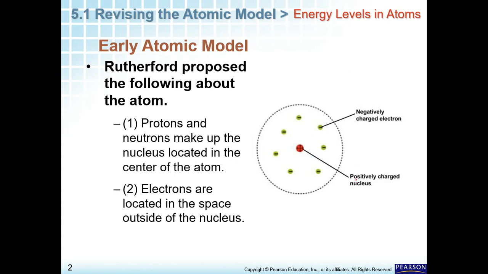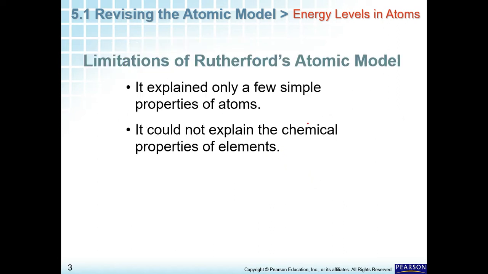First, he said that protons and neutrons make up the nucleus, which is located in the center of the atom. And remember, the nucleus is pretty dense and is also positively charged. Second, he said that electrons were located in the space outside of the nucleus. So there's really no fixed area where they're located, they're just out there somewhere. Now, this is awesome because it did explain some of the properties we saw in atoms, but it had a limitation because it could not explain all the things we saw.